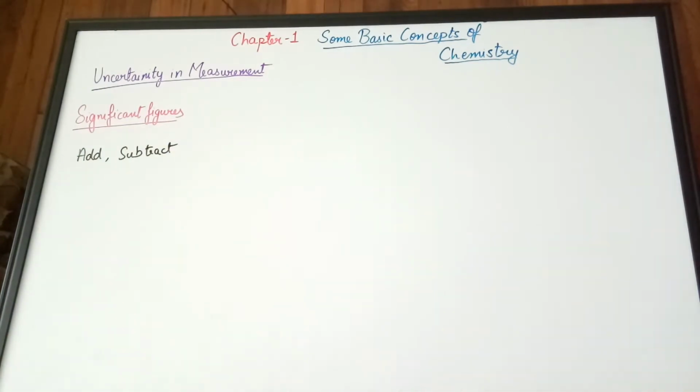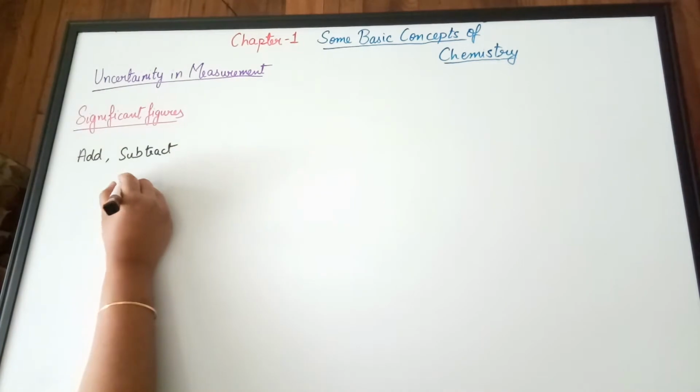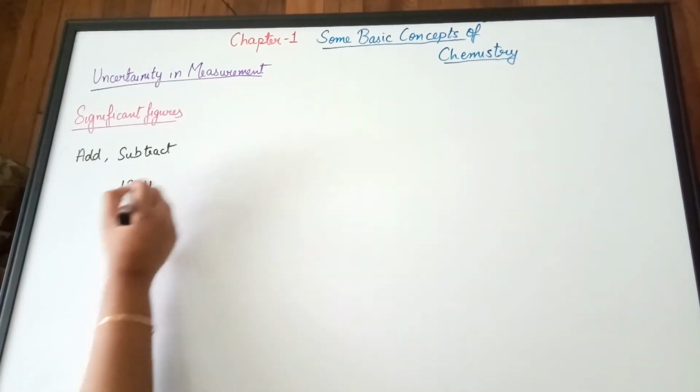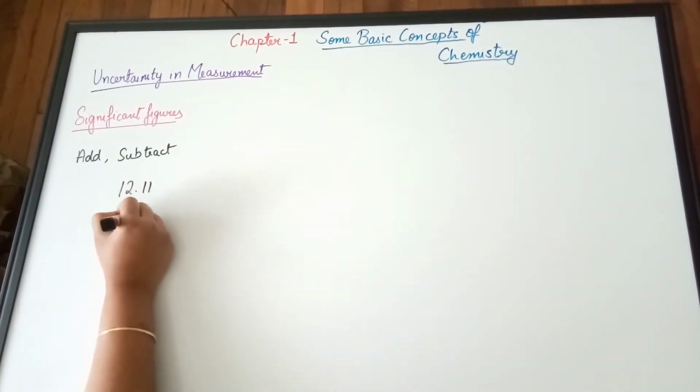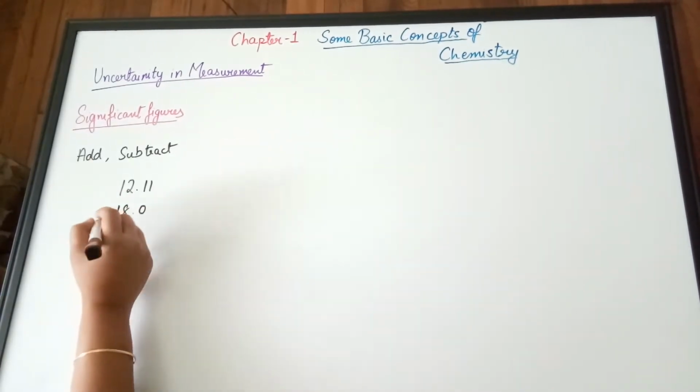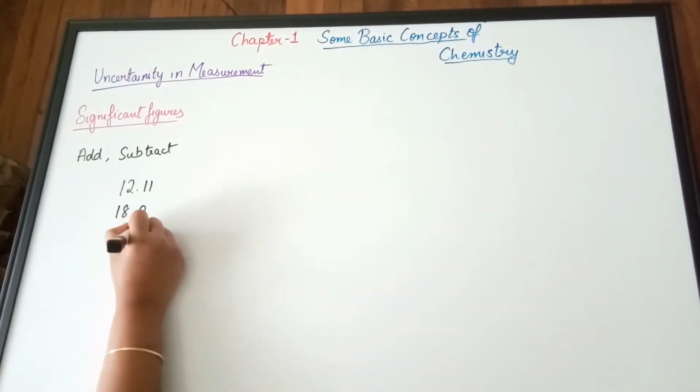When addition or subtraction is done, the final result should have the same number of decimal places as that of the term having the least number of decimal places. To understand this rule better, we are going to do calculations and then figure out the rule. Let's take the example of addition. 12.11 has to be added with 18.0 and 1.012.